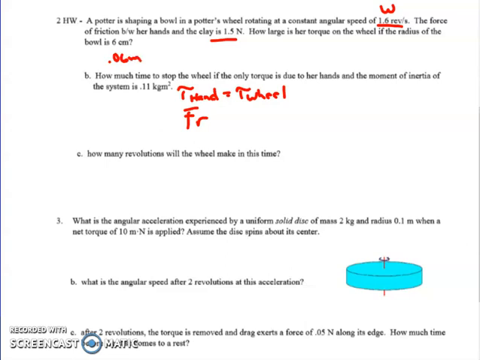Then how many revolutions will the wheel make in this time? So this is a two-step problem. We found the torque in order to find angular acceleration. Once you have angular acceleration, you can use kinematics to find time. Oh, I'm sorry, that's a different one. I must have skipped one. Oh, I'm sorry.